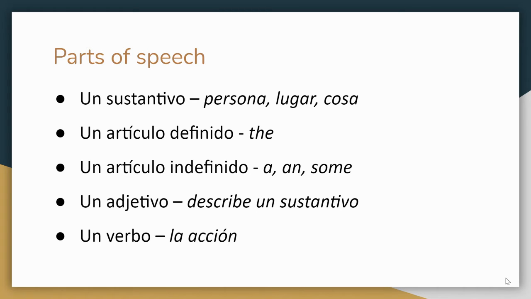Un adjetivo, or an adjective, describes un sustantivo, a noun. So an adjective is a word used to describe a noun. Y un verbo, a verb, which we'll be getting to in the next video, is an action. So we'll be dealing with recognizing verbs and conjugating them in the present tense a bit in our next video, which will be Gramática 101, segunda parte, part 2, okay?